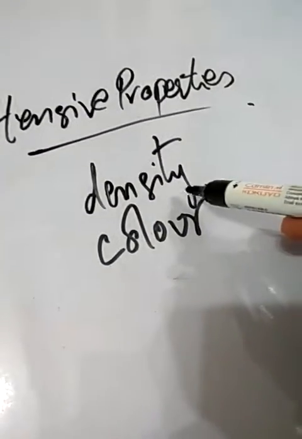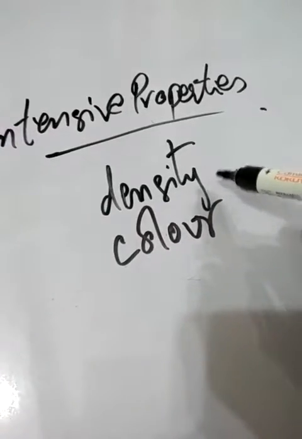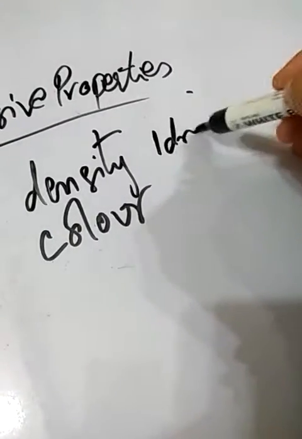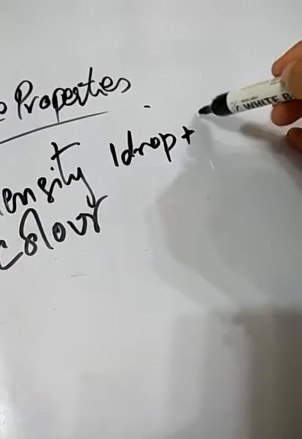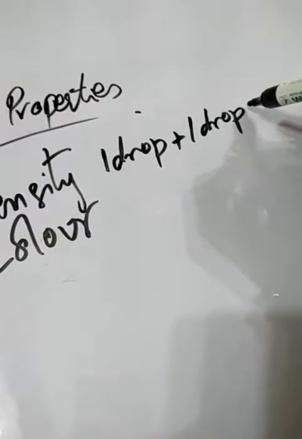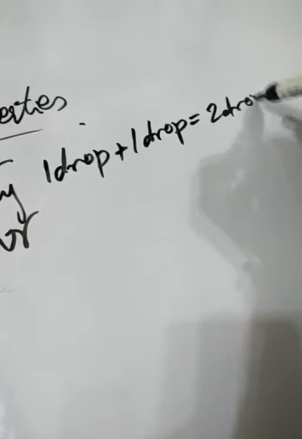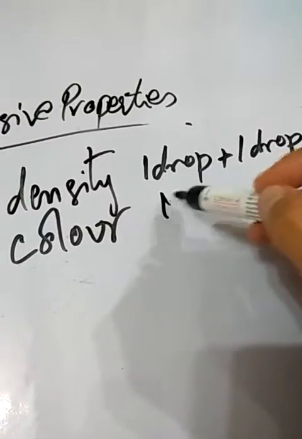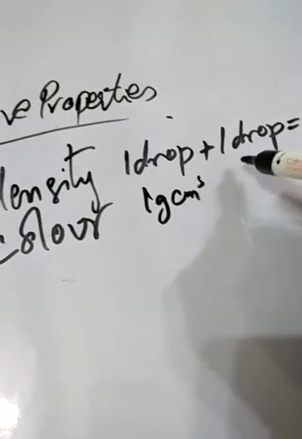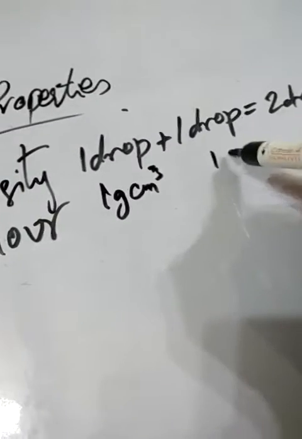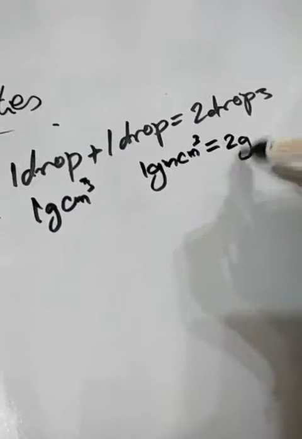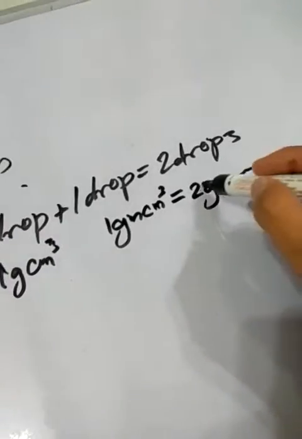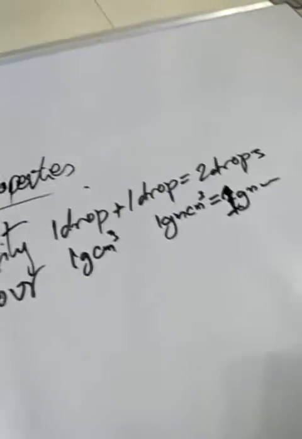As these do not depend on the amount, like there is 1 drop of water and there is another drop of water. There are 2 drops. Let's say the density of this will be 1 gram per centimeter cube, and this also will be 1 gram per centimeter cube. But this won't be 2 gram per centimeter cube. The density again here will be 1 gram per centimeter cube only. This only shows that the intensive properties are not additive.